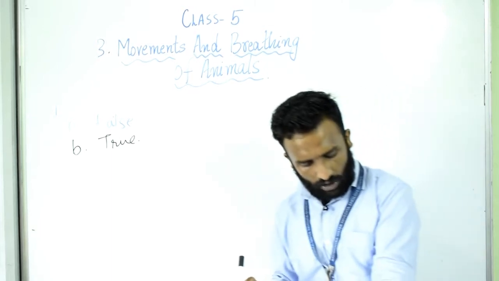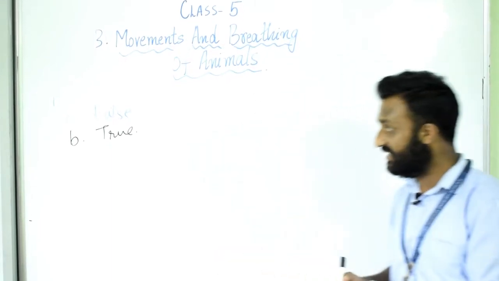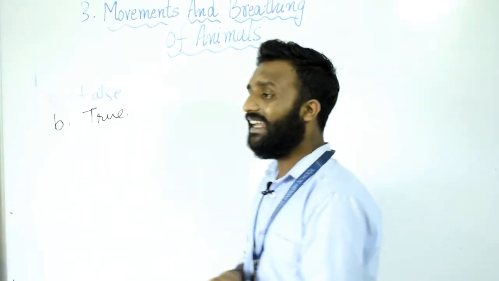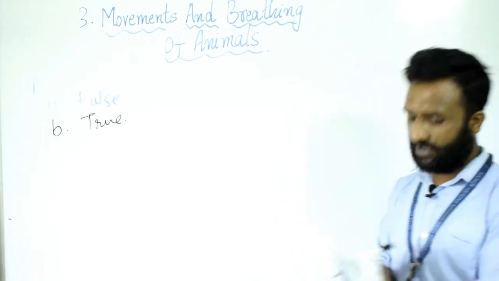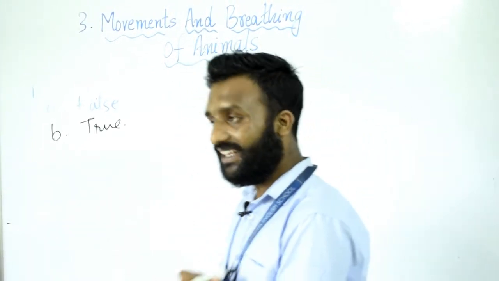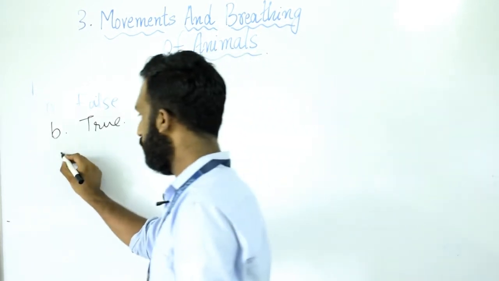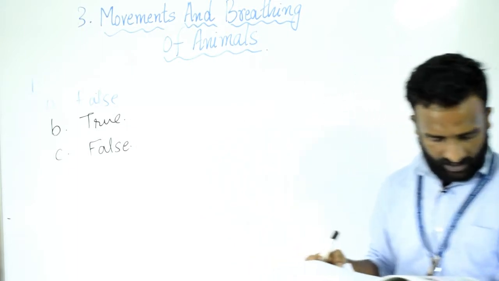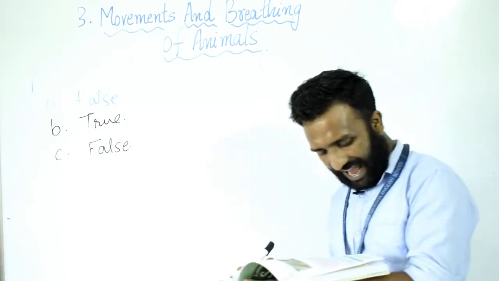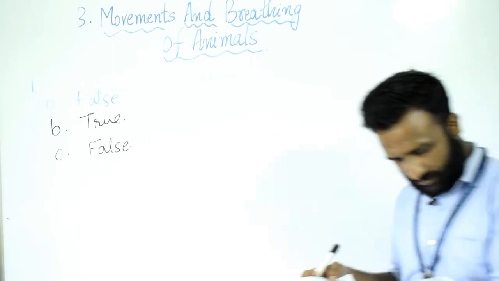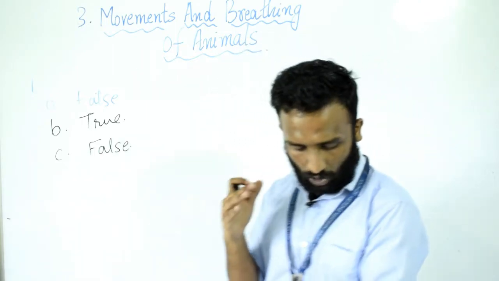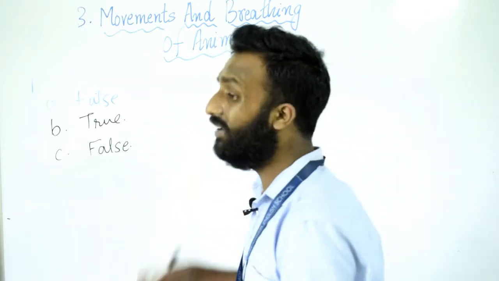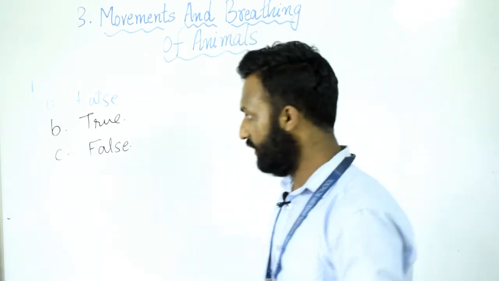Now C: insects have small holes on their body called trachea. Do insects have small holes in their bodies? No, the insects have small holes called spiracles. So it is false. Now D: penguins and ostriches are flightless birds. Is it true or false? Yes, penguins and ostriches can't fly. So it is true.